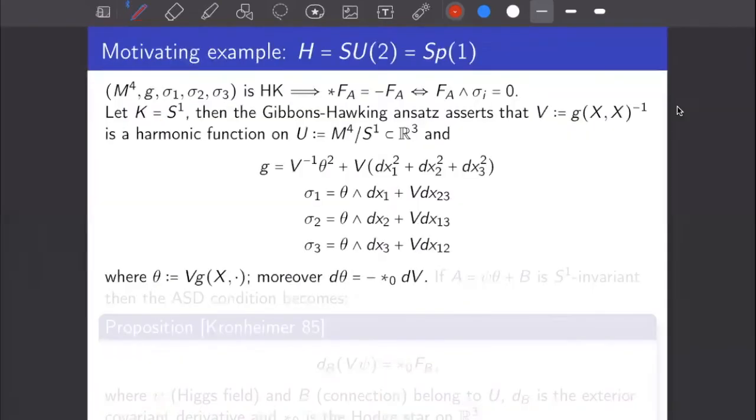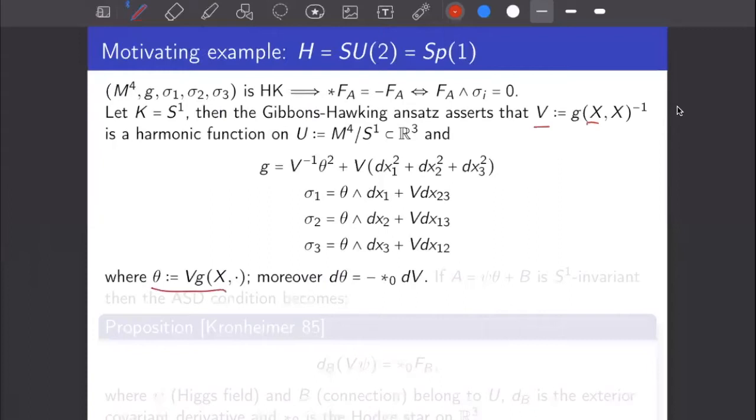So here's the setup. We have an S1 action on our hyperkähler manifold, generated by some vector field X. So X is a Killing vector field preserving the hyperkähler triple, so it's a triholomorphic Killing vector field. Now, associated to this manifold are two pieces of data. We can define a function V, which is the inverse norm squared of this Killing vector field. And we can also define a connection form theta by the following expression.